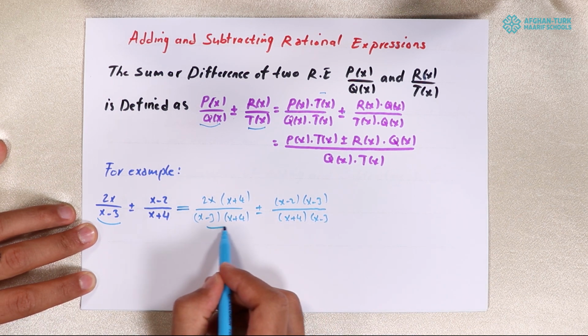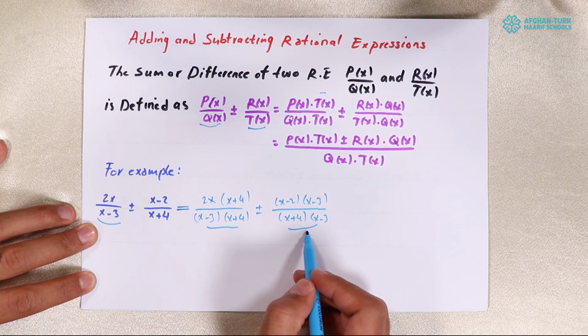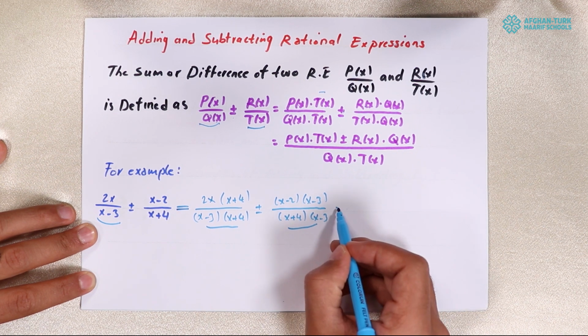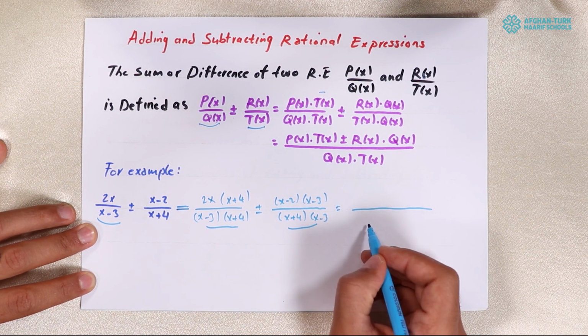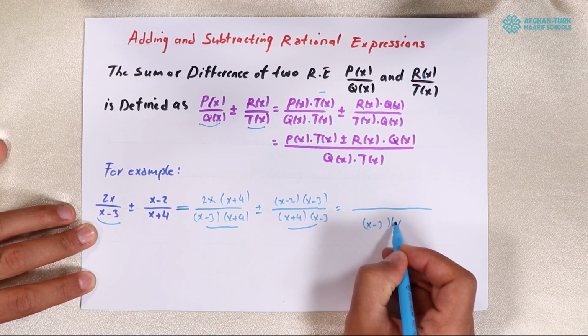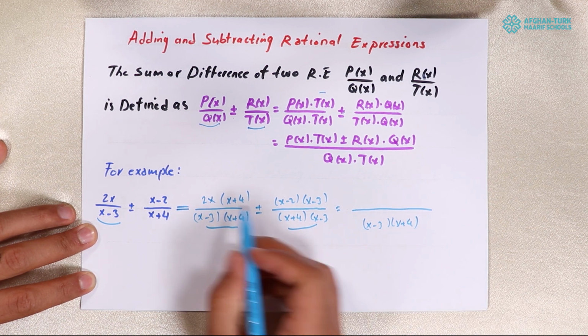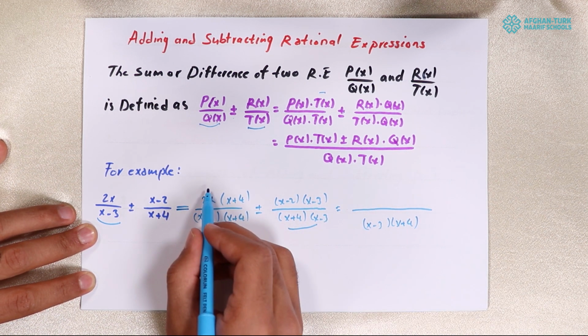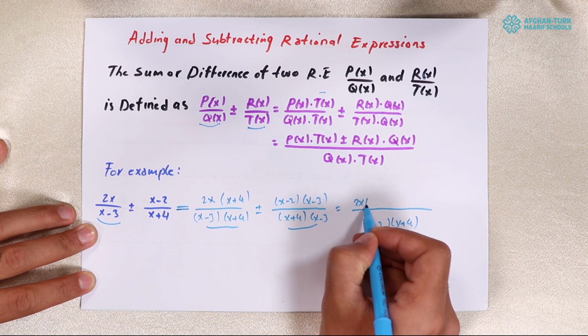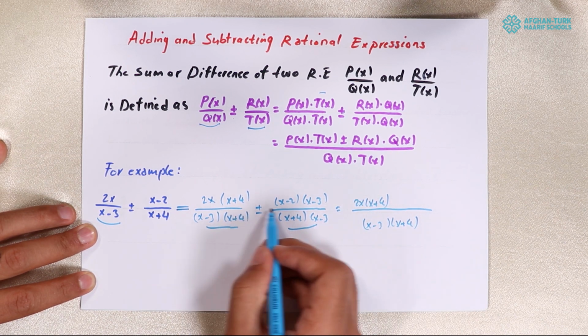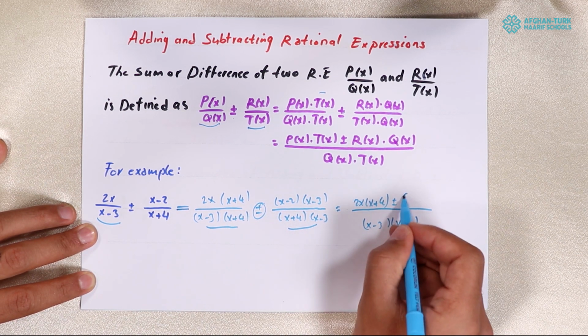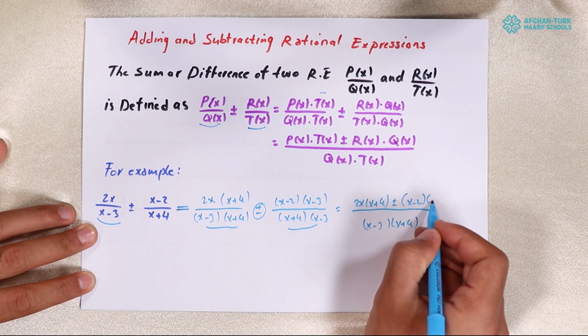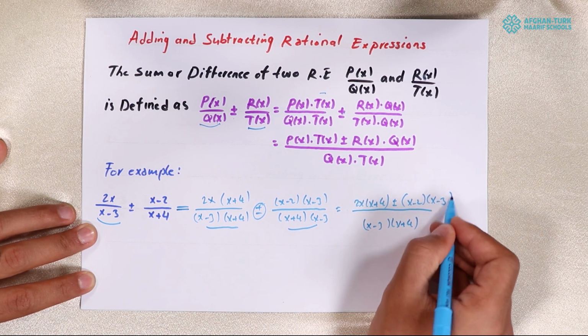Then, as you see, the denominators are the same. We are going to take just one denominator, x minus 3 times x plus 4, and we add the what? The numerators: 2x times x plus 4 plus or minus x minus 2 times x minus 3.